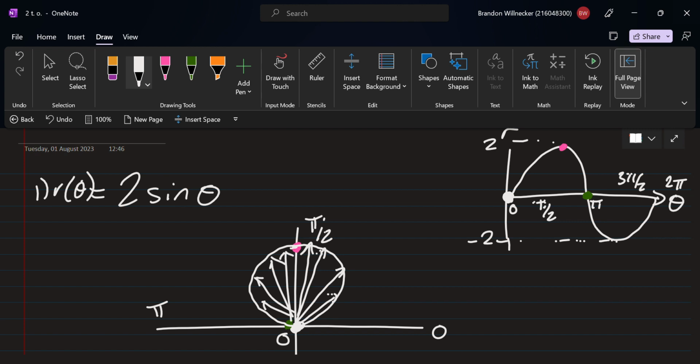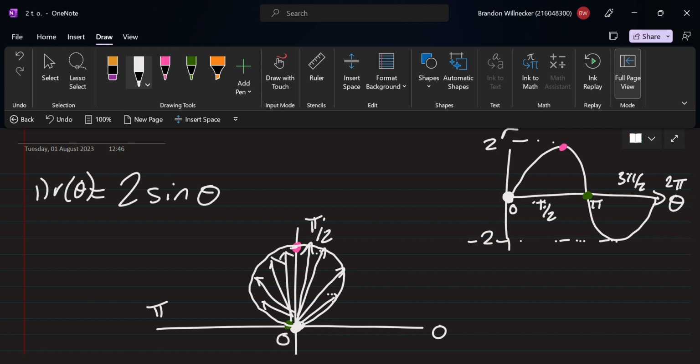Please try to keep this in mind. Imagine the point going, for the first half, from the origin to that pink point. The distance must increase all the way until we get there, but the angle's also changing, so we end up with this arc shape. So that finishes from 0 to pi.